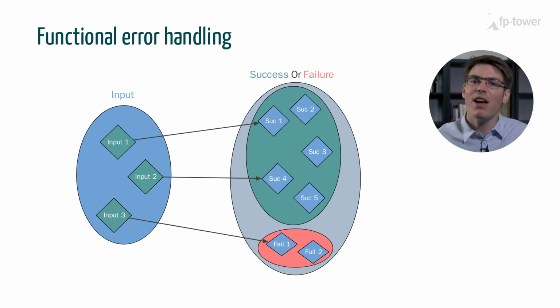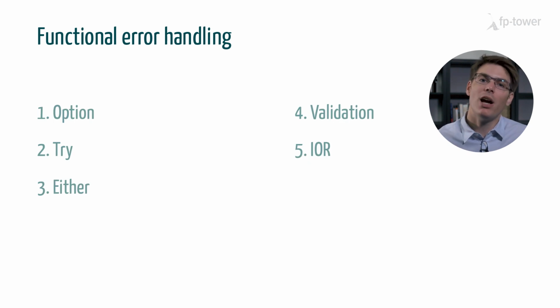In Scala, we have many types that fulfill this purpose, each with their own specific use case. You have probably heard of some of them, like Option, Try, Either, Validation, and I/O. The first three types are in the standard library, while the last two are in functional libraries like Cats or ZIO Prelude. Great, so I suggest that we take a break now, and in the next few videos we are going to cover most of these error types.